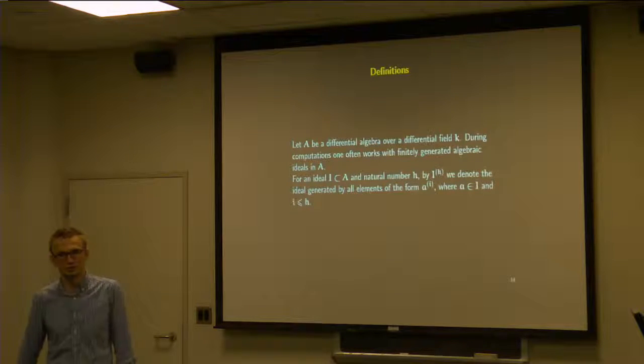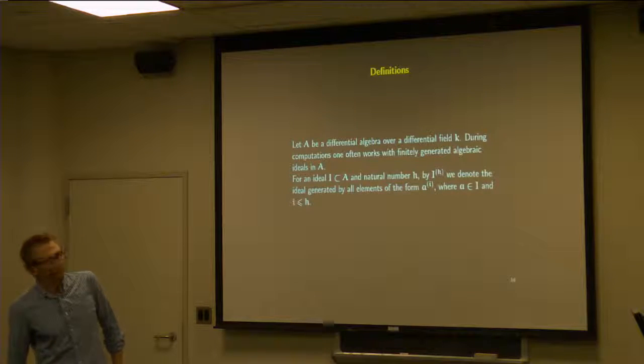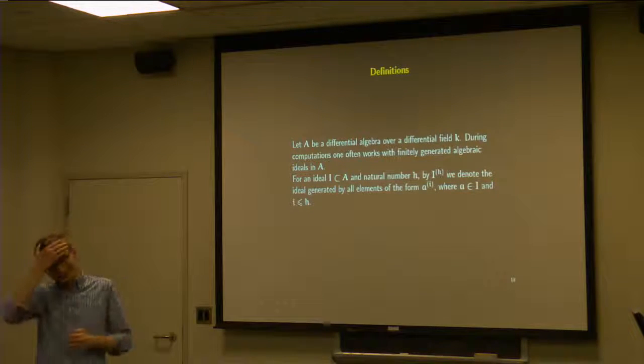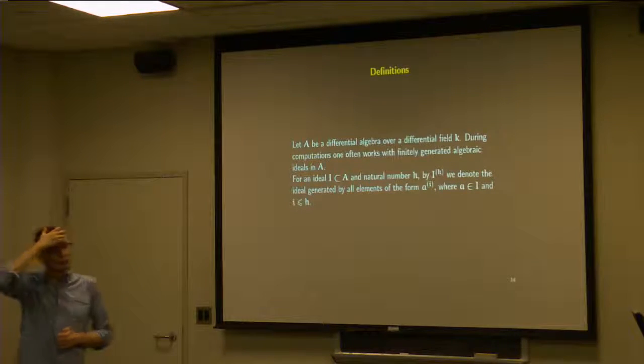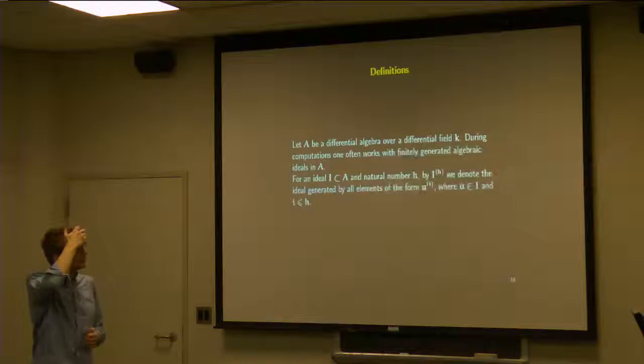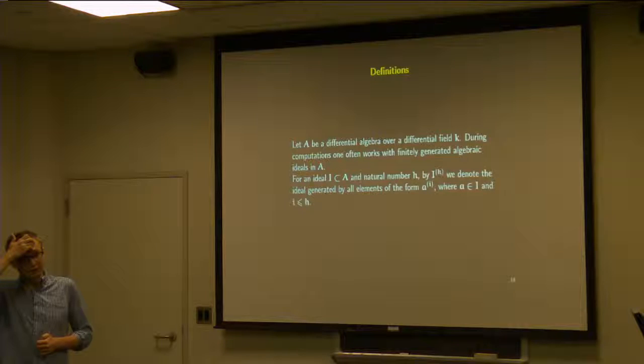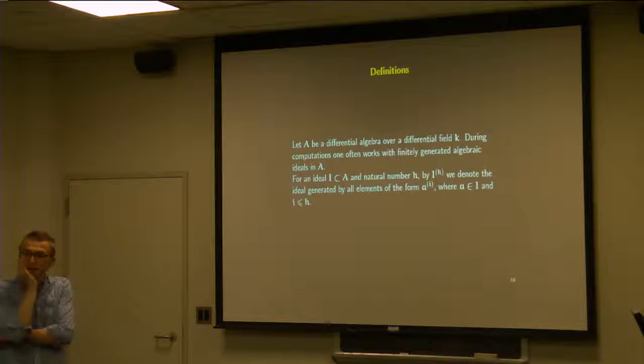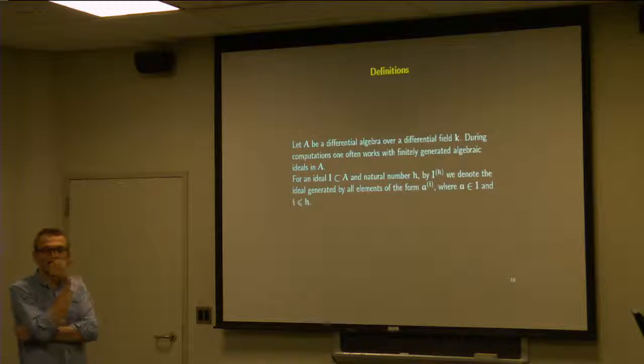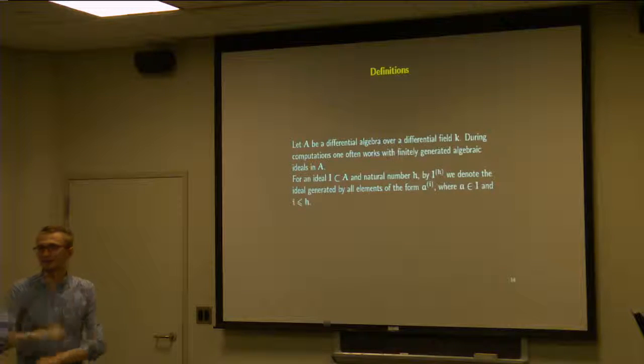For differential ideals, I will have to understand this notation one more time. I to H1 we denote the ideal generated by all the elements of the form A upper I, where A is in I. So for example, let's take a differential ring K of X. Is I a differential ideal or not? I is not a differential ideal, it's just an ideal. It could be a differential ideal.